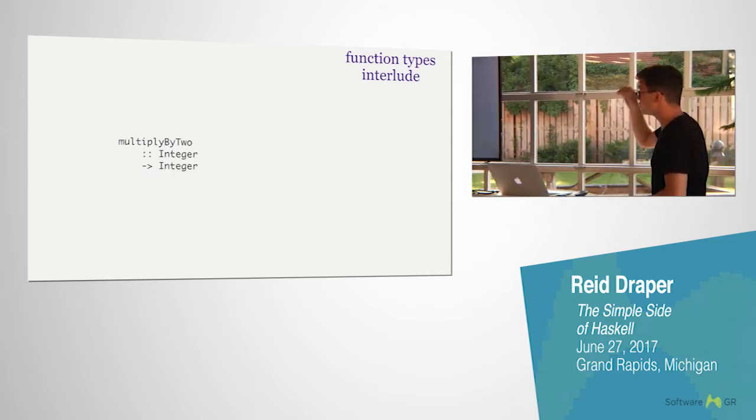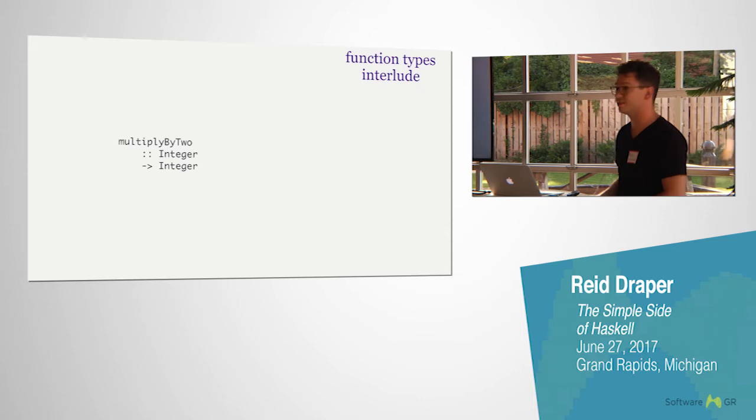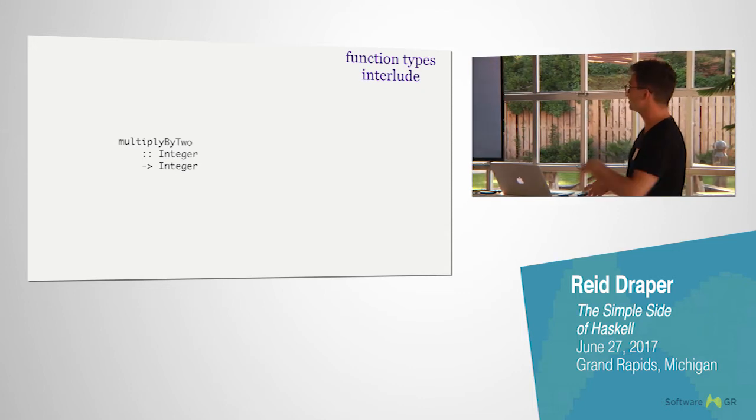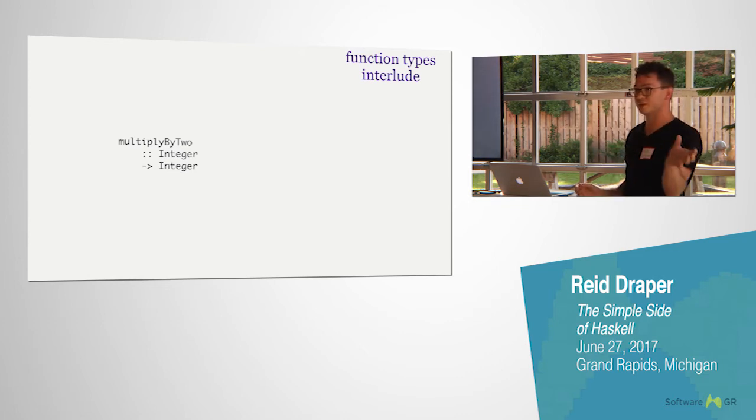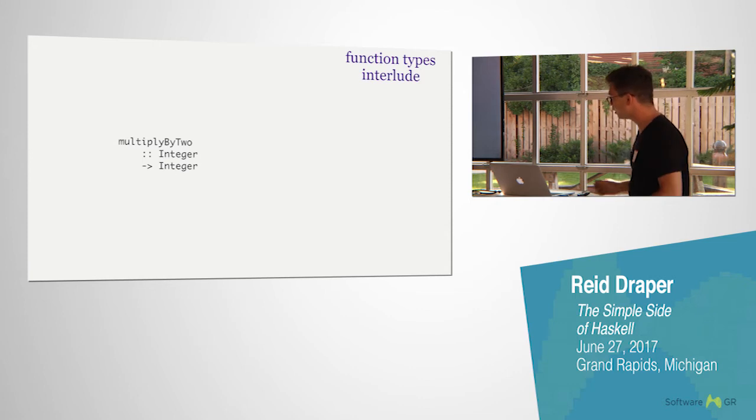OK, and then I'm going to introduce it with just a little bit of indentation, just the way the slides are written. This is the format that I use in the rest of the slides. So this is the same thing. It's strangely formatted, but we're saying multiply by 2 has type integer to integer. So it takes a number, multiplies it by 2, and returns a new number.